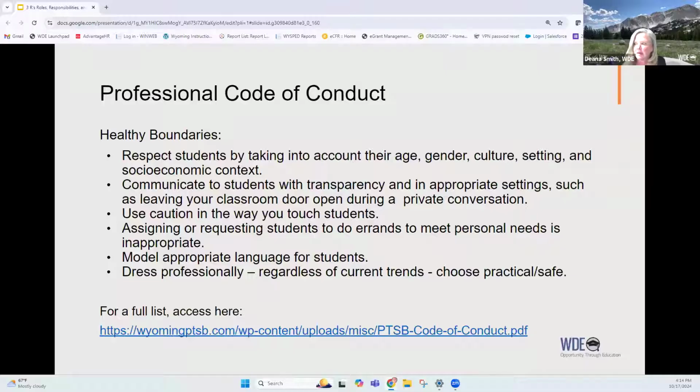And I know it probably stands to reason, but use caution in the way you touch students. I want to talk about that just for a second. I know it's really hard when they're young. Many times they come up, they want to be in your lap, they want to hug you, all of those things. Just use your judgment.